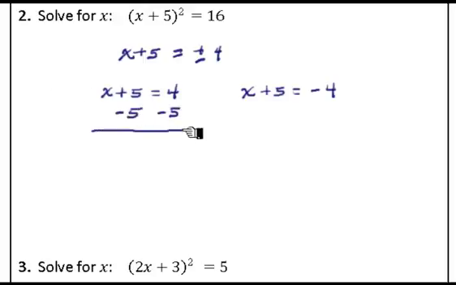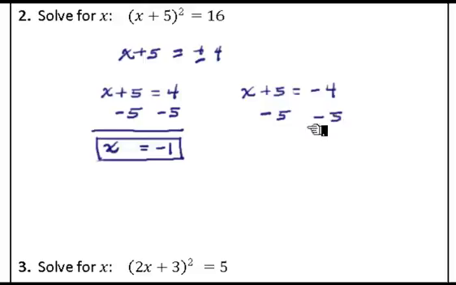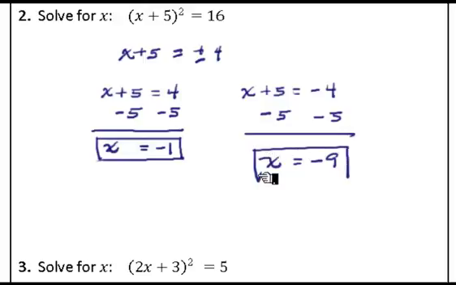Subtract 5 from both sides, and here we have x is equal to minus 1. And in the second equation also, let's subtract 5 from both sides. And here we have x is equal to minus 9. So those are the two solutions.